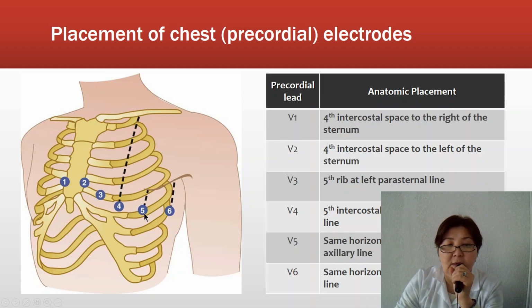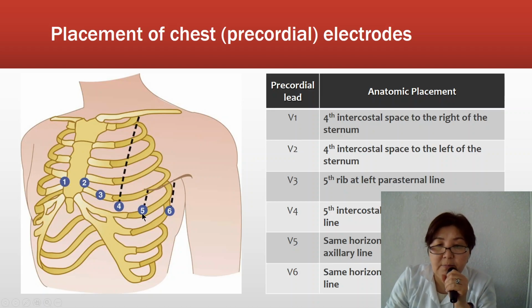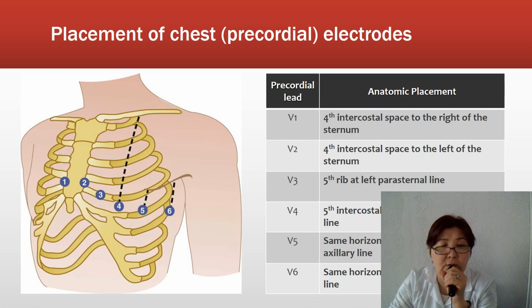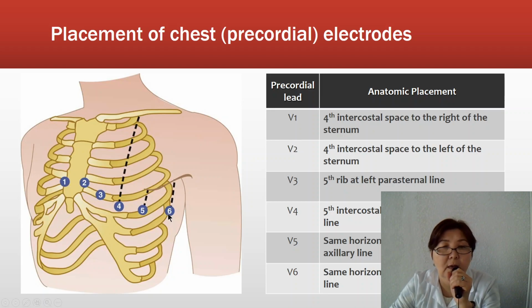V5 is at the same place, the 5th intercostal space, horizontal at the anterior axillary line, and V6 again at the 5th intercostal space at the mid-axillary line.